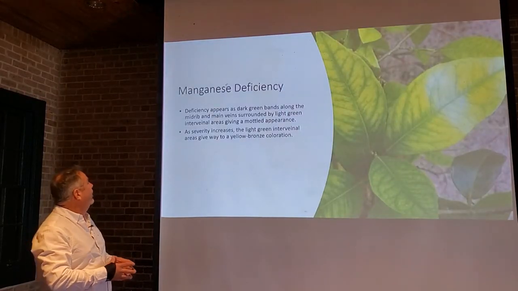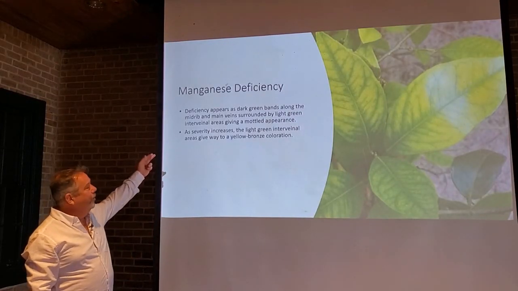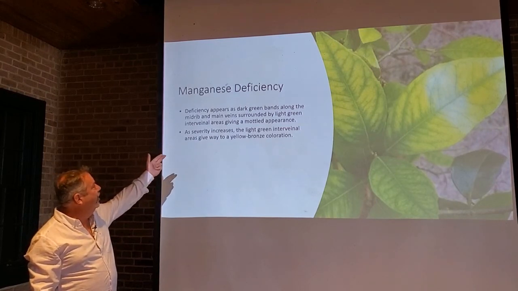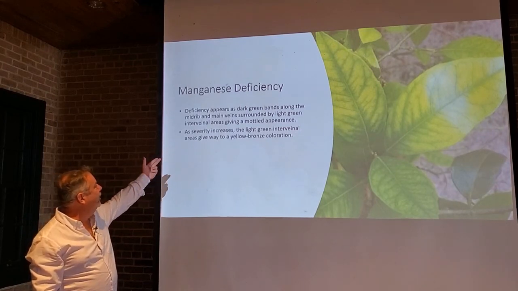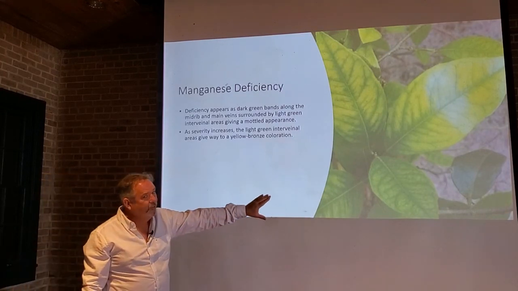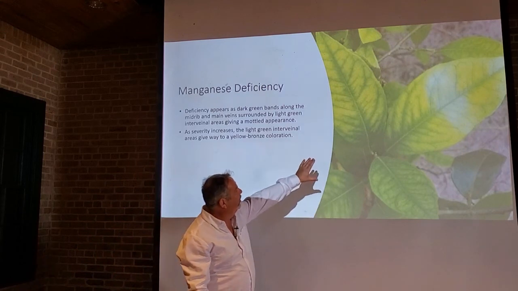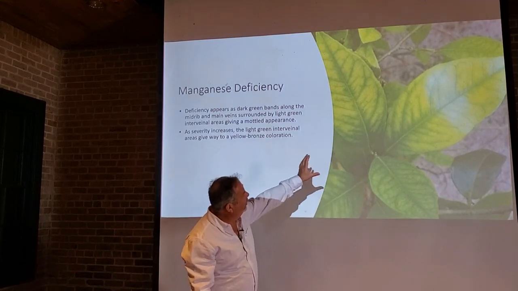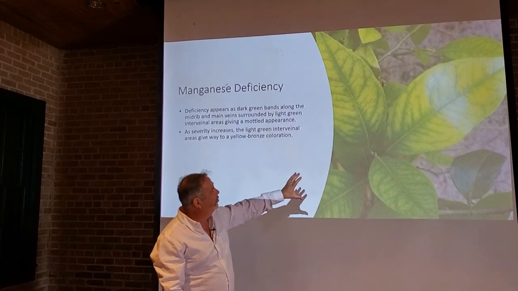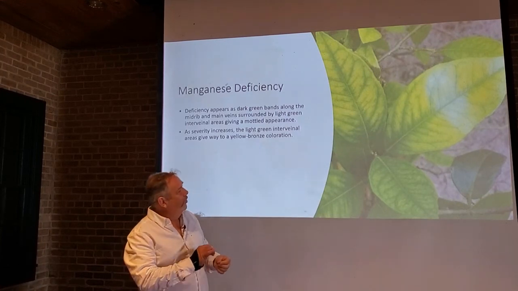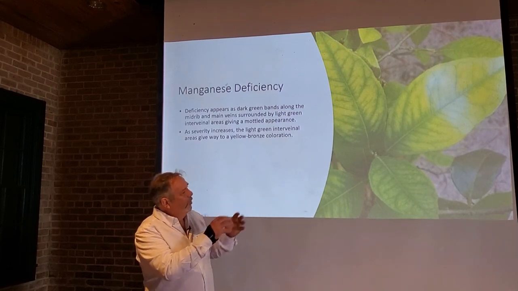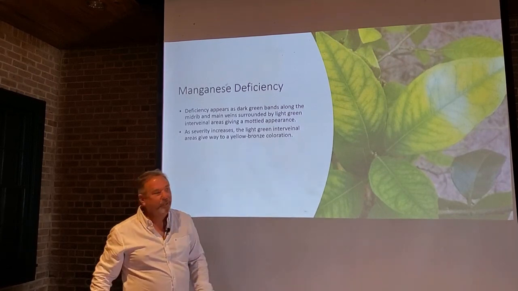Manganese deficiency. Deficiency with manganese appears as dark green bands along the midrib and main veins surrounded by light green interveinal areas, giving a mottled appearance. So here you can see, just like before with the zinc, you have the darker veins, but the mottling in between is a little bit less pronounced. It's like if you were to adjust the contrast on a photo: in one it was very much pronounced, and this is a little diffused.